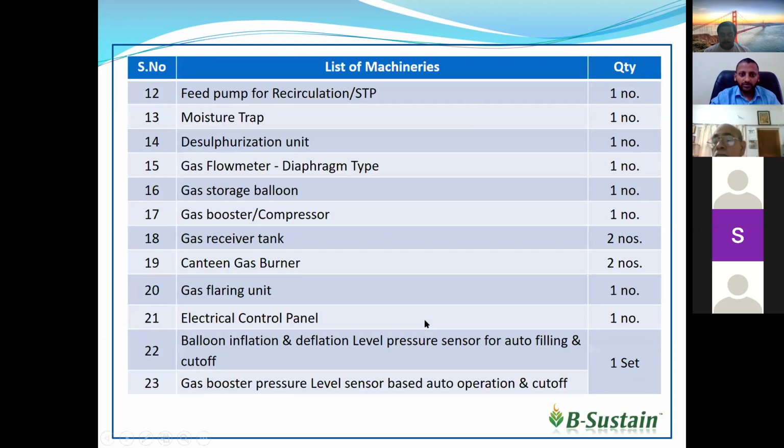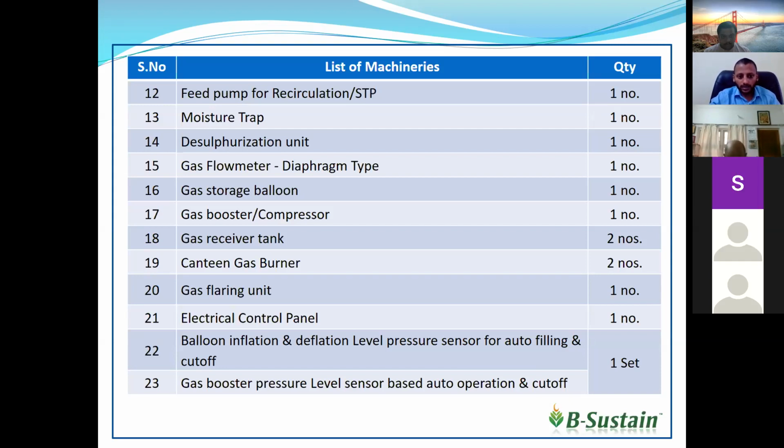And then the feed pump for recirculation. Then we have seen the moisture trap to remove and trap the condensate, and then desulfurization to remove the hydrogen sulfide using activated carbon. And the flow meter, where we are using a diaphragm. Then the gas storage balloon. It is made up of PVC coated fabric, which we simply call a tarpaulin. PVC coated fabric can be used, PVDF can be used, and neoprene coated fabric can be used.